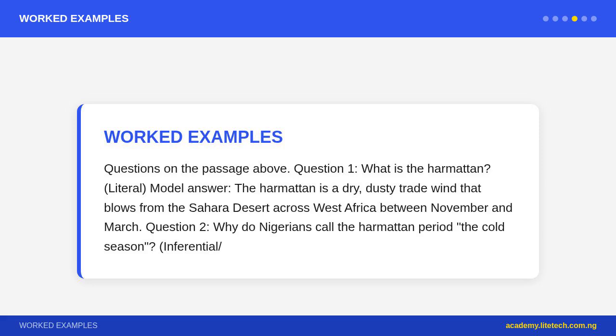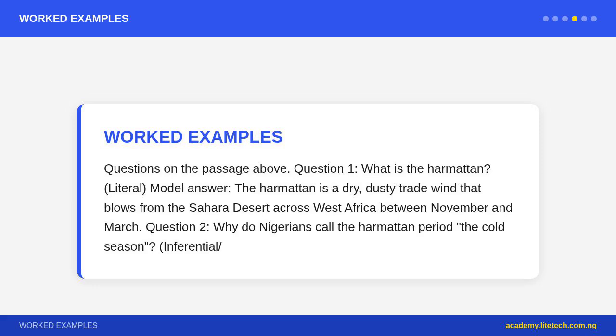Main idea: the harmattan is a dry seasonal wind from the Sahara that brings distinctive weather conditions to West Africa and affects daily life. Supporting details: blows November to March, causes dry, hazy, cold conditions, can cause skin dryness, reduces humidity. Questions on the passage above. Question 1. What is the harmattan? Literal. Model answer: the harmattan is a dry, dusty trade wind that blows from the Sahara Desert across West Africa between November and March.